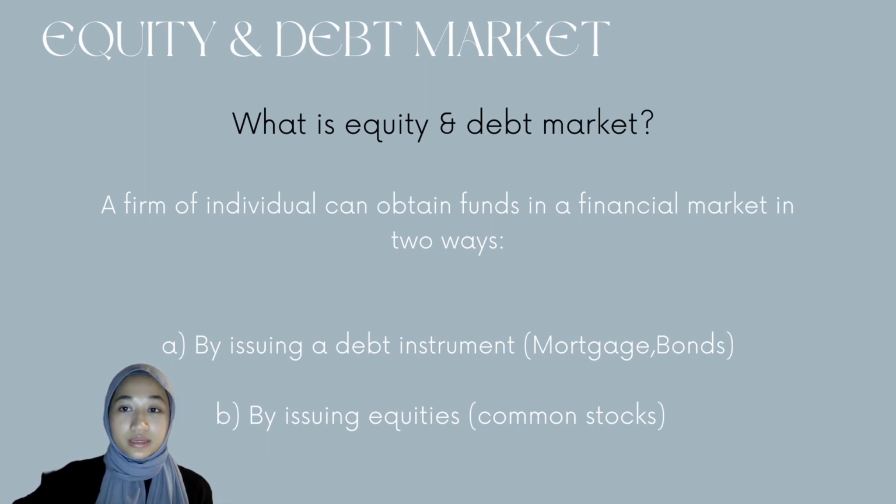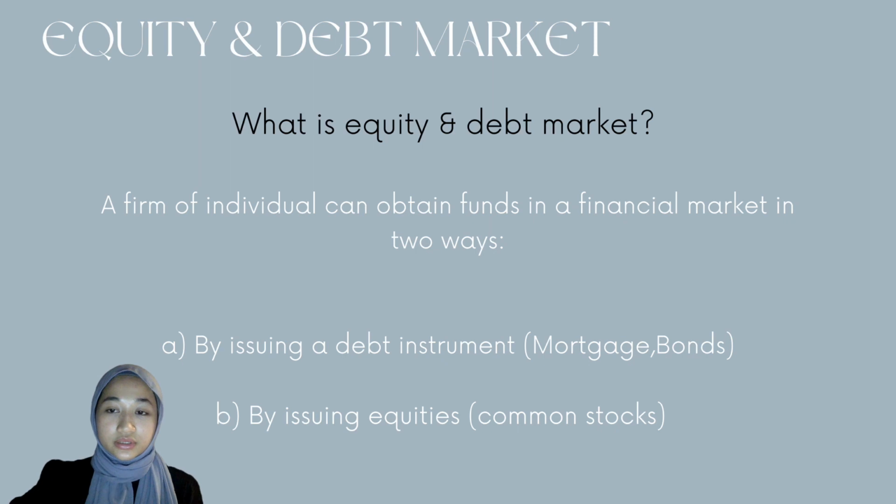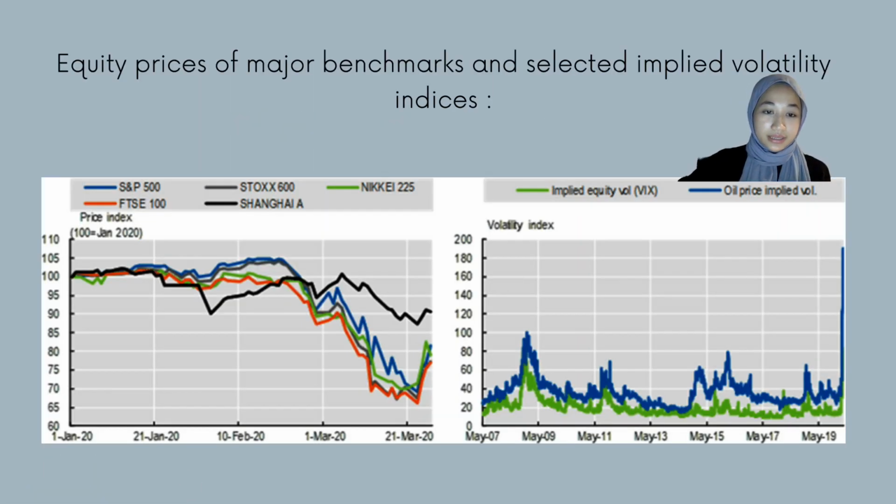A debt instrument is short term if its maturity is less than 1 year. Next is issuing equities, which are common stocks, claims to share in the net income and the assets of a business. They usually make periodic dividend payments to their holders and are considered long-term securities because they have no maturity date. Moving on to the next slide, it shows the equity prices of major benchmarks and selected implied volatility indices during the pandemic of COVID-19.